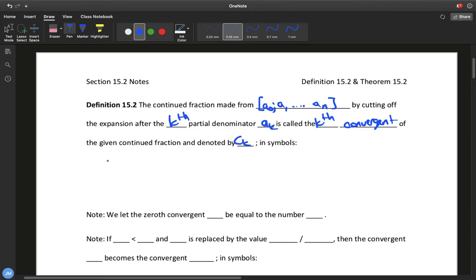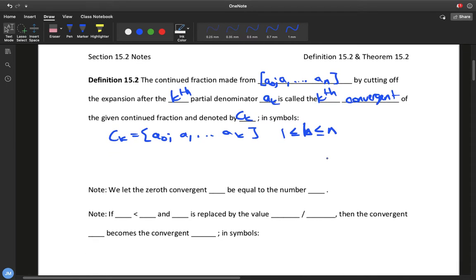In symbols, what this is referring to is that c sub k would be the continued fraction of a sub 0, from a sub 1 all the way up to a sub k, where k is between 1 and n. And that is inclusive, actually. So I said strictly. What I meant to say was that it is inclusive between 1 and n. And we'll talk about some special cases where it might be a different value. For instance, if it's the 0th convergent, c sub 0, we're just going to let that be equal to the number a sub 0.